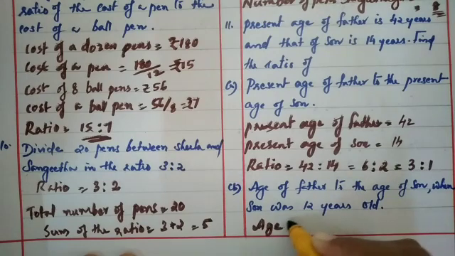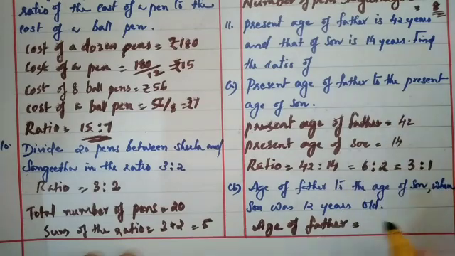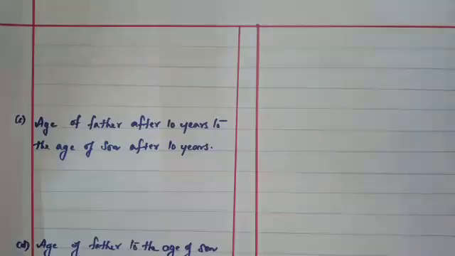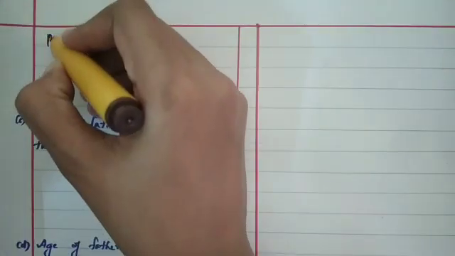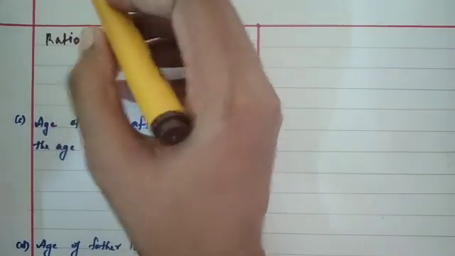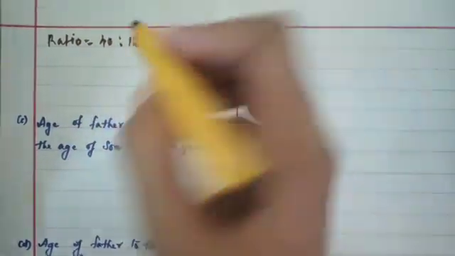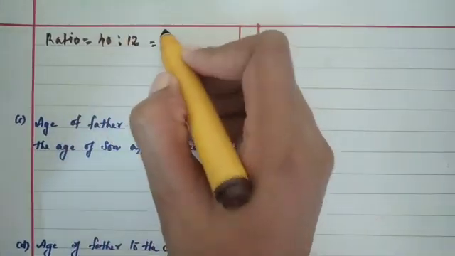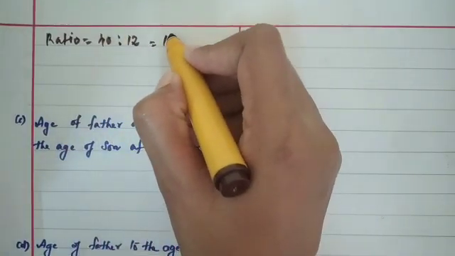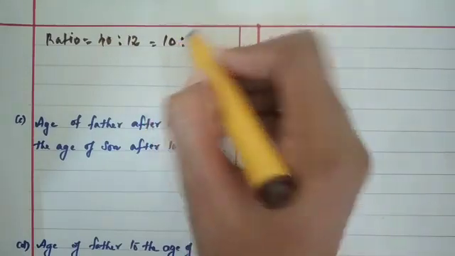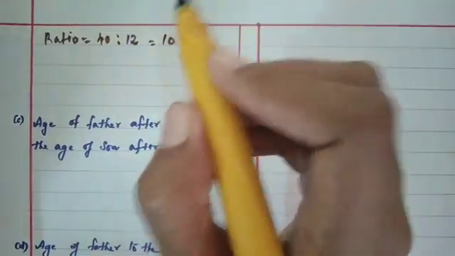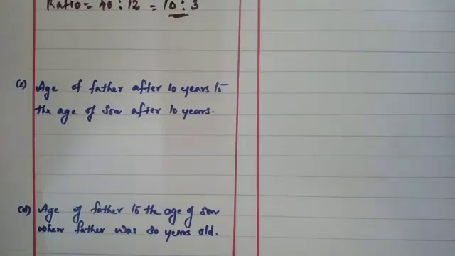Age of father equals 42 minus 2, 40 years. Here, his son was 12 years old. You have to write the ratio. Ratio equals age of father 40 years, 40 is to 12. Here 4 is the common factor. 10 4s are 40, 4 3s are 12. 10 is to 3.